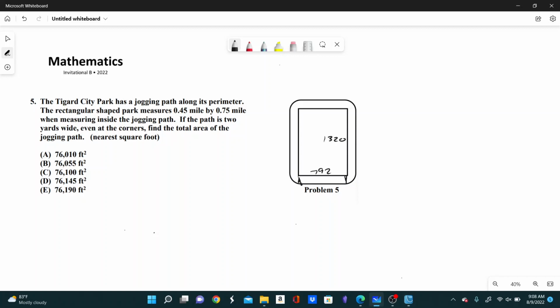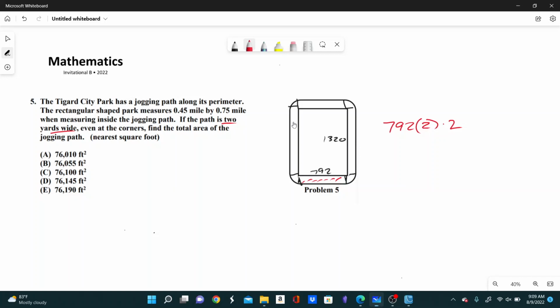So the first thing we can do is just find the area of these rectangles. We have 4 rectangles in these areas, and to find those areas, it's just basic length times width. So for this rectangle right here, the area of that will be 792 times the width, and the width is 2 yards. The path is 2 yards wide. 792 times 2, and then it's also the same on the other side, so it's another 792 times 2, so I'm just going to multiply that by 2, because there's 2 equal spaces.